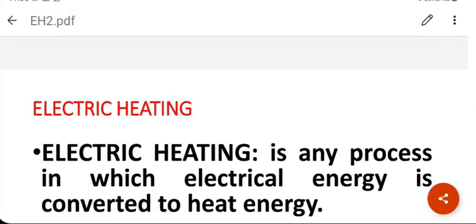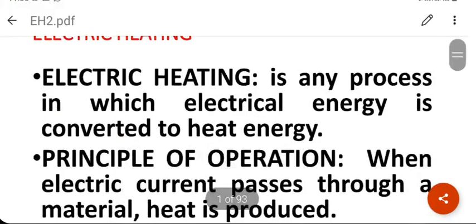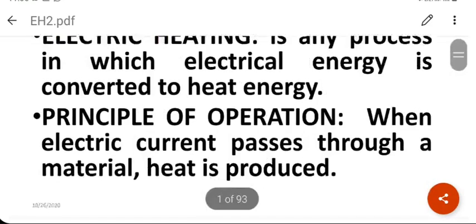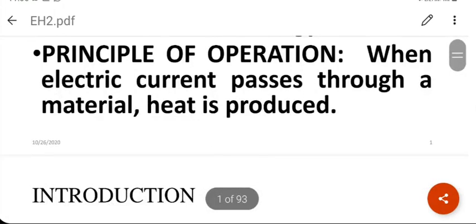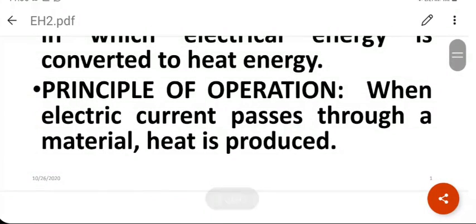Essentially, it means heating using electricity. The concept is pretty simple. When electric current passes through a material, heat is produced. As simple as that. And there can be indirect heating and direct heating. In direct heating, the current is passed through the material itself.